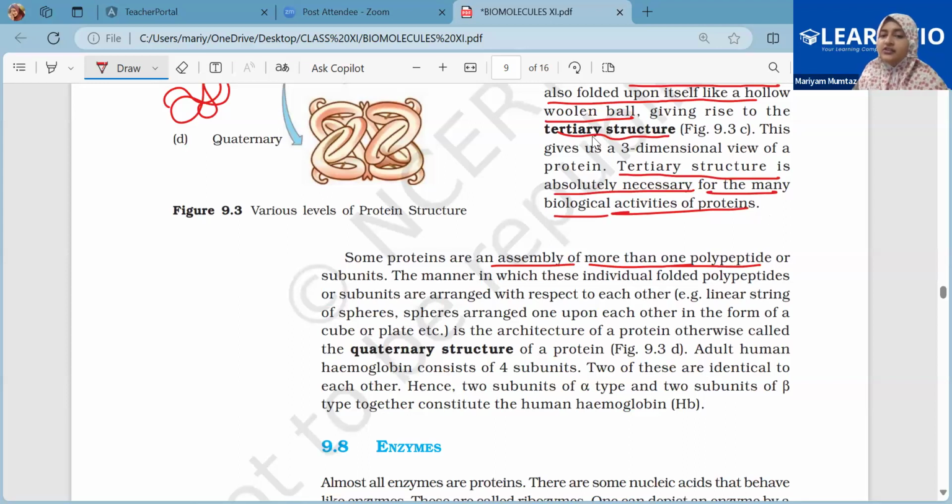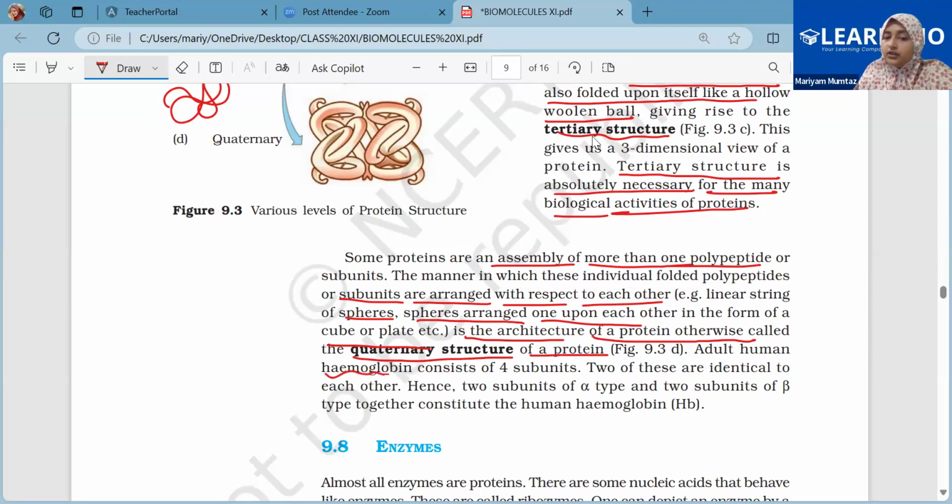The manner in which these individual folded polypeptides or subunits are arranged with respect to each other forms the quaternary structure. Quaternary structure is the largest structure of the protein, and it has 4 subunits. Quaternary is the 4th level. A linear string of spheres arranged one upon each other in the form of a cube or plate is the architecture of a protein, otherwise called the quaternary structure of a protein.